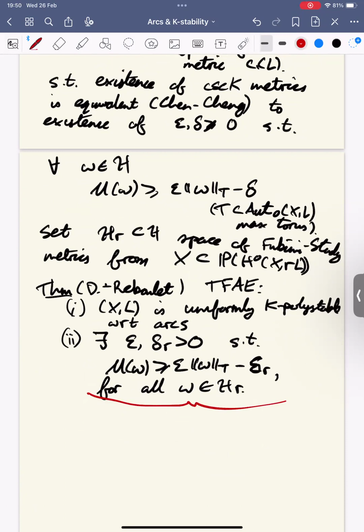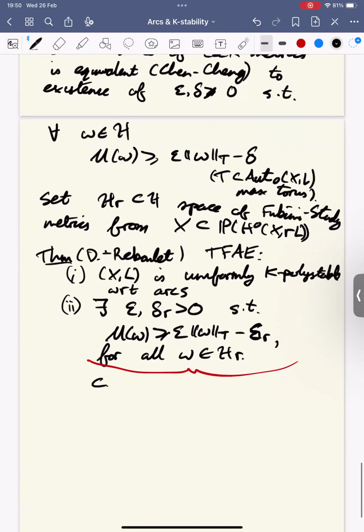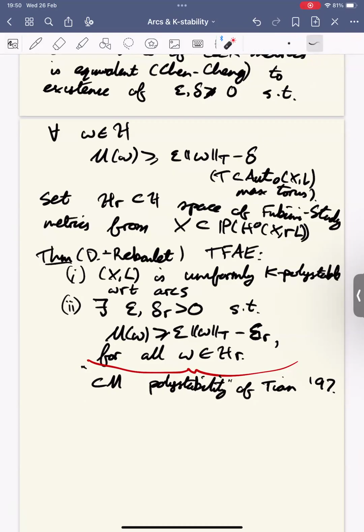This condition here, this analytic condition, this is what Tian calls CM polystability, or I guess he defines CM stability, but it's the right generalization to the case of having automorphisms. This is CM polystability, defined by Tian in '97. I should say as well that basically this result was conjectured by Tian in this paper from '97, where he outlines this program to prove the Yau-Tian-Donaldson conjecture. And so he conjectured that this would be true. And that's been one of the goals of the field since then.